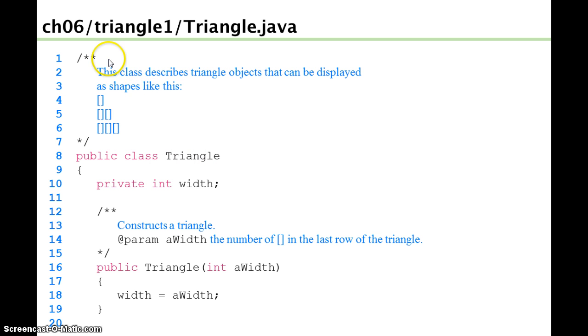So here's our triangle class. This class describes triangle objects. So here we have our instance variable width. That's a property for a triangle. A triangle is going to have a width. So here's our constructor. It has the same name as the class, and we have a parameter variable here, width. So the width is going to be passed in from the user, and that parameter variable gets assigned to the instance variable so that it can be used in other places in our class.